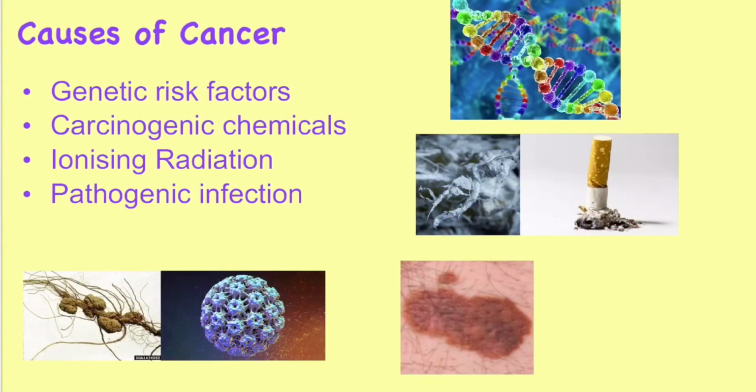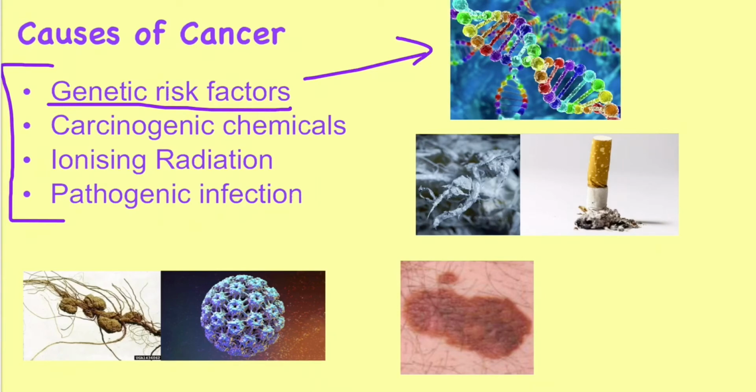So now let's talk about the different causes of cancer, and we've got four main causes that we're going to talk about in this video. So first of all, we have genetic risk factors. These are genes that have been inherited from parent to child, and they increase the risk of cancer. Unfortunately, because these are inherited genes, there's obviously not much that we can do about them. Genetic risk factors increase the risk of certain cancers, namely ovarian, breast, and prostate cancer.